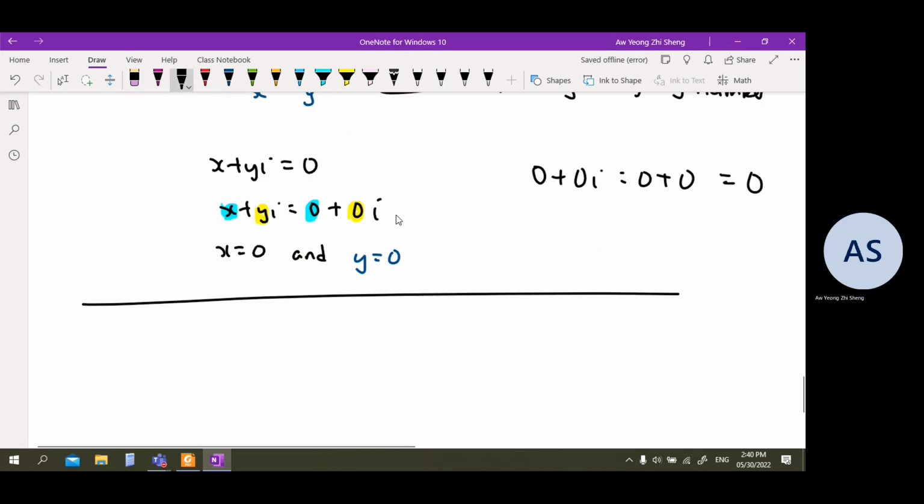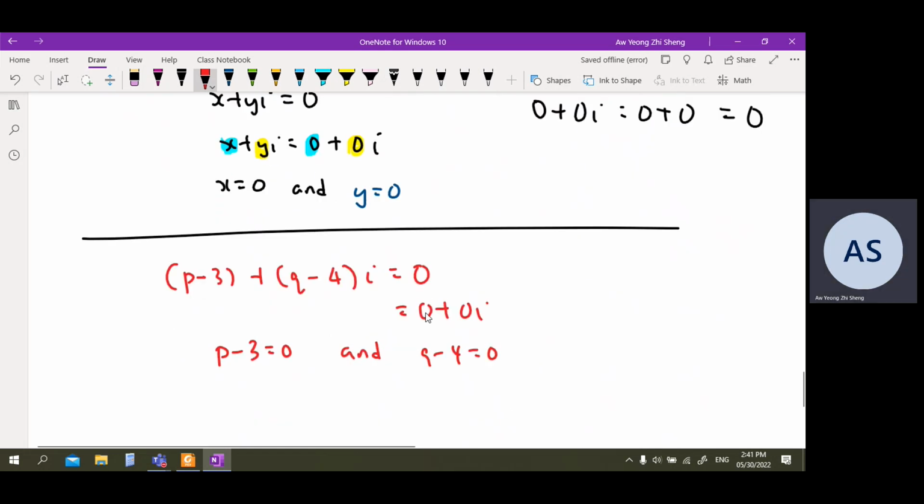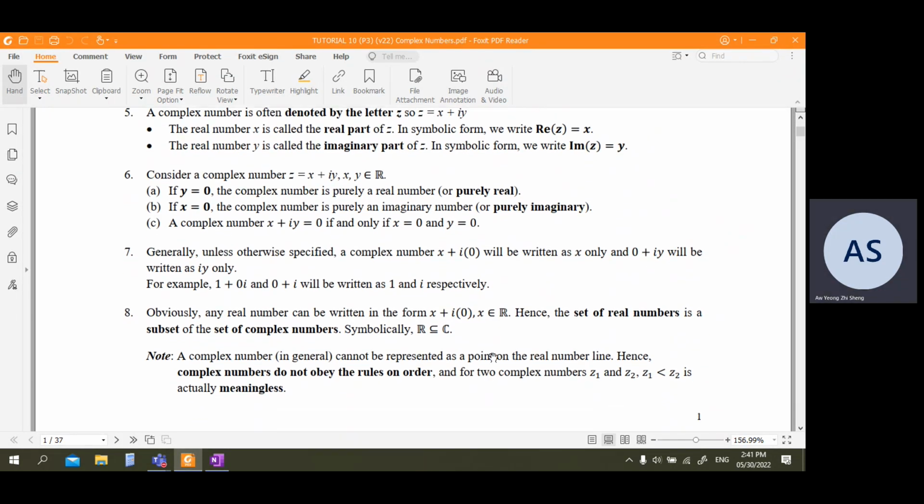And so later on in this chapter, sometimes if you get a complex number equation, something like p minus 3 plus (q minus 4)i equals 0, then you can interpret the right hand side as 0 plus 0i. Upon comparing both sides, you have p minus 3 equals 0 and q minus 4 equals 0, and then you can solve for p and q. So we'll do more on this on page 7 later in this chapter. Okay. Now point number 7.